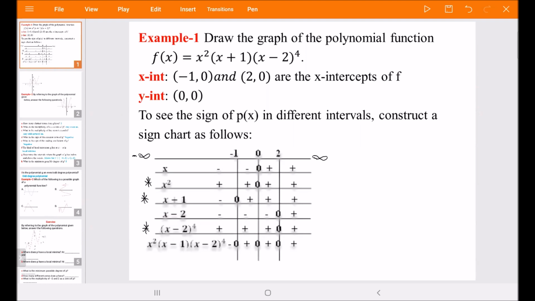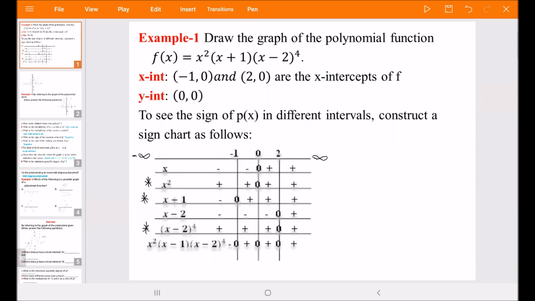Then x squared. Take the sign of x and square it. Negative squared is positive. 0 squared is 0. Positive squared is positive. So the sign of x squared is, except at x equal to 0, everywhere positive.